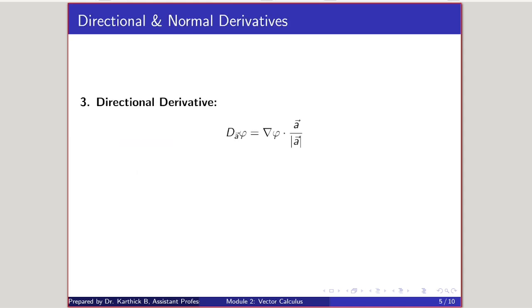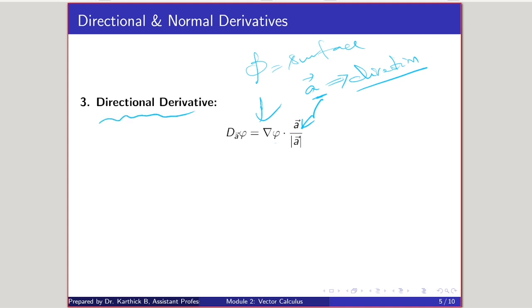Okay, and the next formula will be the directional derivative. Here it will be gradient φ dot a vector by modulus of a vector. If they have given any direction a, this a vector denotes a direction. If they are asking for this, and they have given a surface, we will find the gradient φ first, then take the given direction and find a vector by modulus of a vector. This we call the directional derivative.